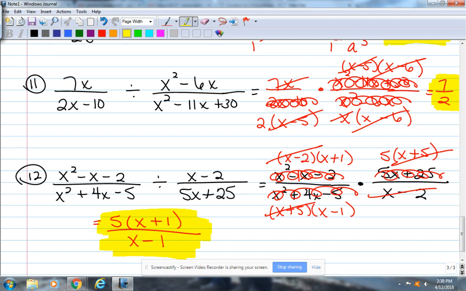So that's the end of simplifying and multiplying and dividing rational expressions.